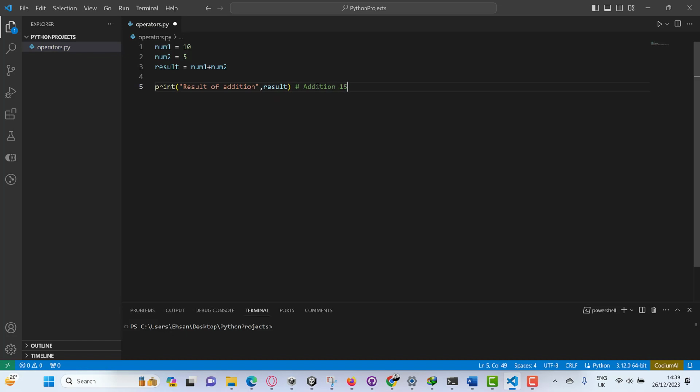As you already know, if we run this, the output will be 15 because we added num1, which is 10, plus num2, which is 5. 10 plus 5 equals 15. Here I added num1 and num2 using the addition operator, resulting in the sum being stored in the result variable.